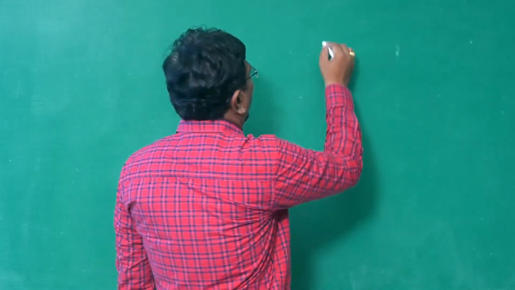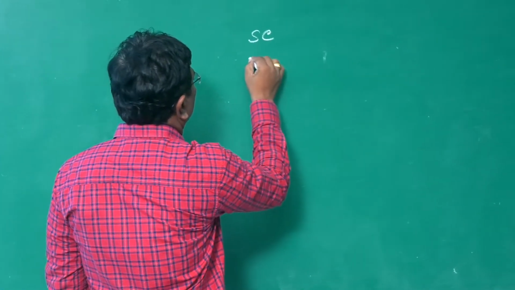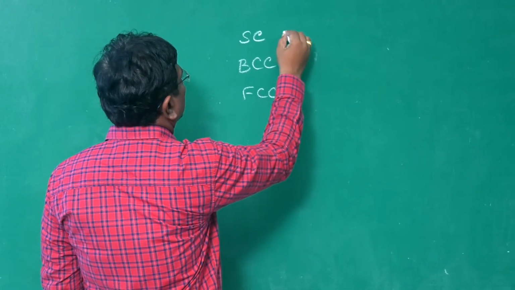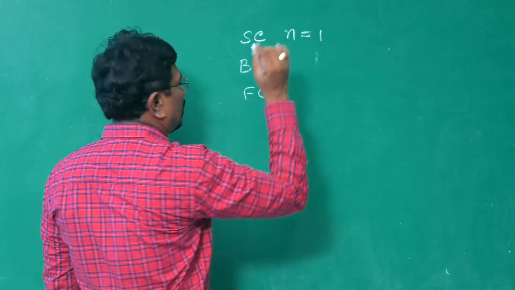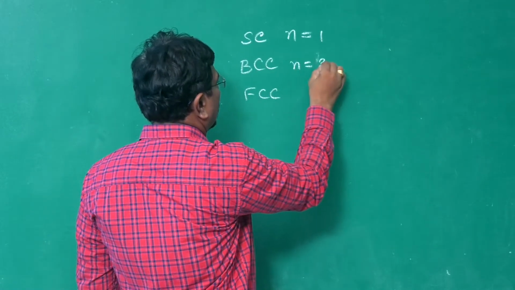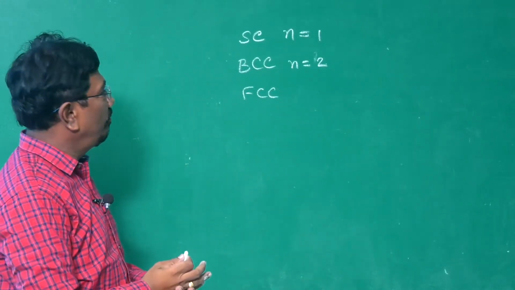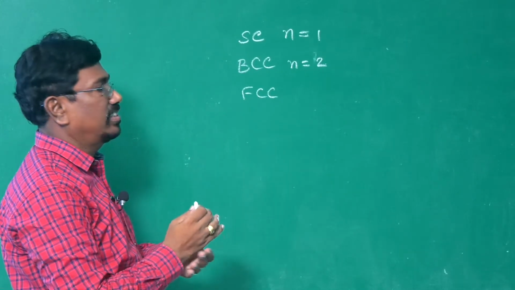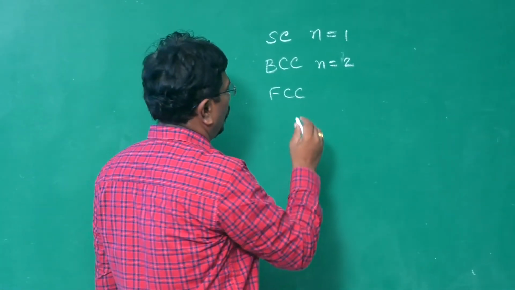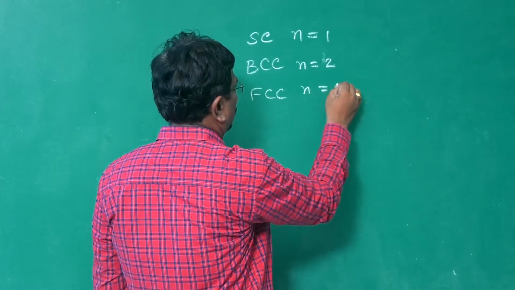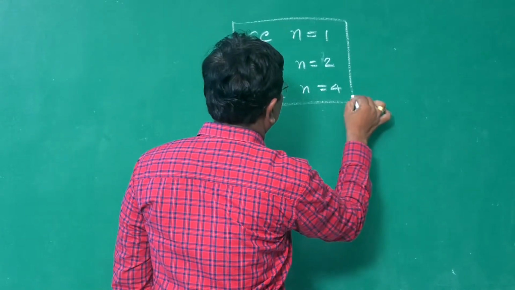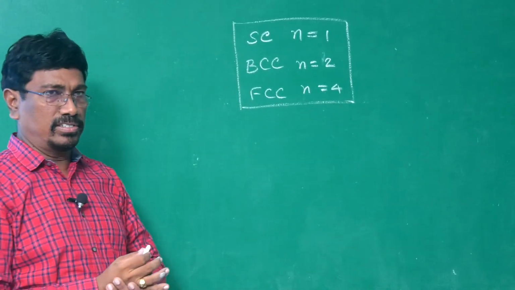First of all, how many atoms are present in simple cubic, body-centered cubic, and face-centered cubic? In simple cubic, number of atoms is 1, that you may be knowing. In body-centered, center atom 1 plus 8 corners, 8 times 1 by 8, therefore 2. In face-centered, 6 faces, 6 into 1 by 2 is 3, plus 1 from the 8 corner atoms, therefore 4. So that is the number of atoms in simple cubic, body-centered cubic, and face-centered cubic unit cells.